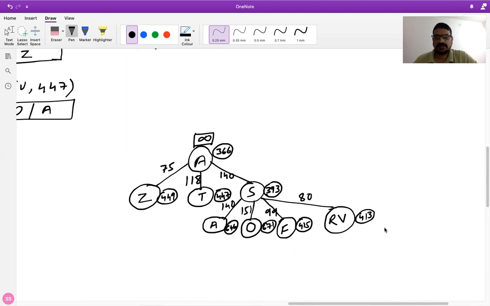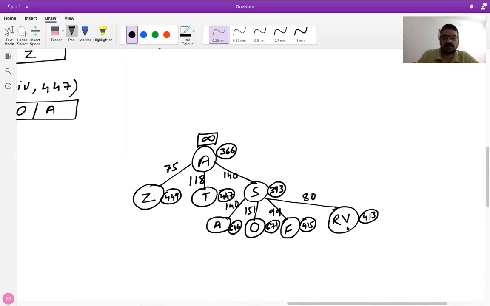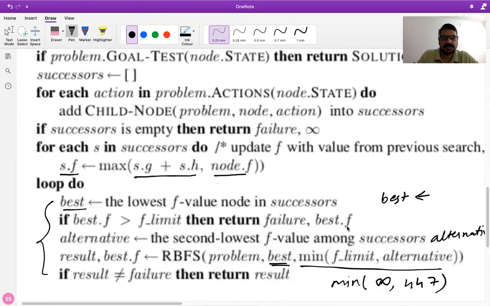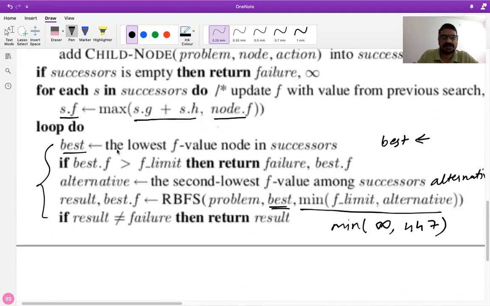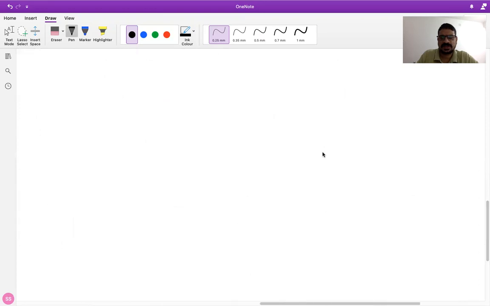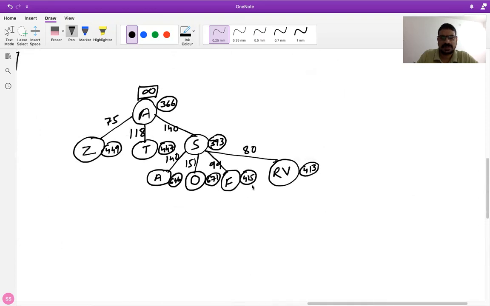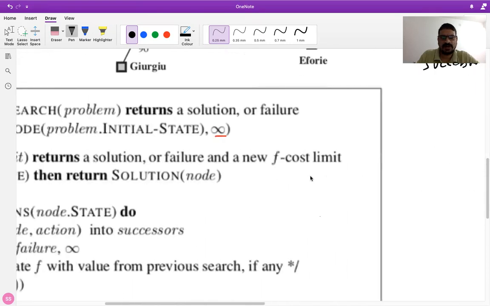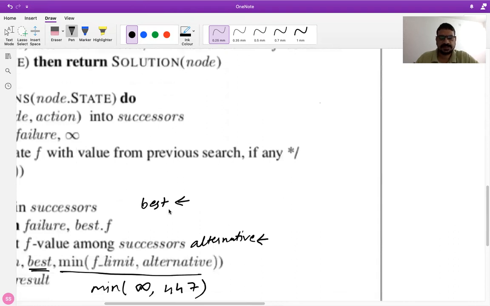Now you have the F value of each and every node. Now, next loop. What is the next node? We'll find the best, the lowest F value node in the successor list. The lowest F value here is definitely RV, which is 413. So RV is my best.